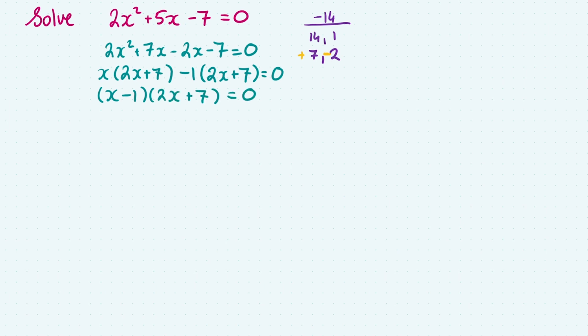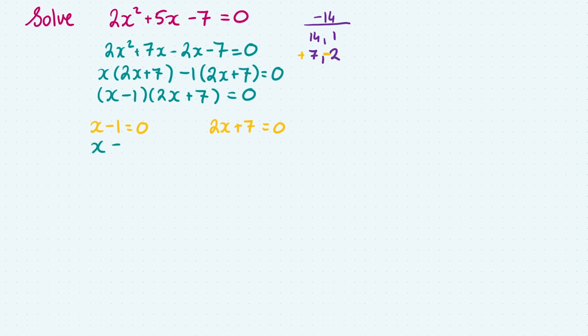Now that I have the quadratic factorised, the important thing we do here is we let each factor equal 0 and then we solve from there. So I take the first factor of x minus 1 and let it equal 0, and then I take the other factor 2x plus 7 and let it equal 0. Then I solve each of these mini equations if you wish.